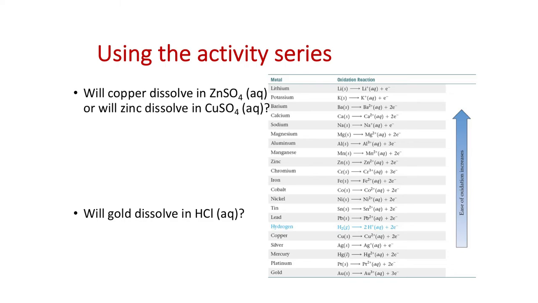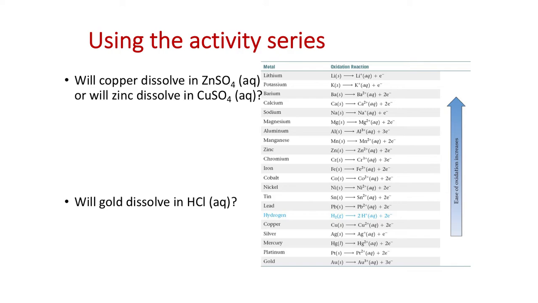And so a question we have is: will copper dissolve in zinc sulfate, or will zinc dissolve in copper sulfate? For the first question, we're looking at copper. Is copper going to react with the zinc cation, or will zinc metal react with the copper cation? Let's write out the two reactions and think about how we can use the activity series to predict which one actually takes place.